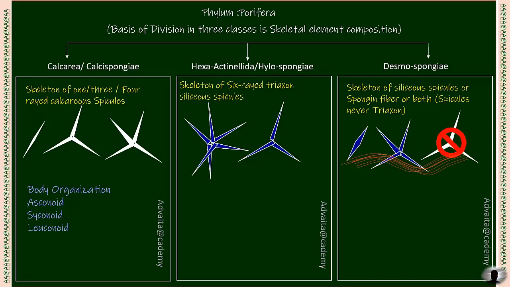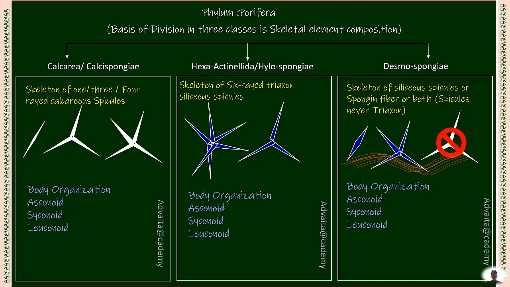But in case of Hexaactinellida, only Syconoid and Leuconoid types of canal system are present. There is no Asconoid. Now come to Desmospongia. In case of Desmospongia, there is no Asconoid, there is no Syconoid, only the Leuconoid type is present. Meaning Desmospongia has the most complex type of canal system.